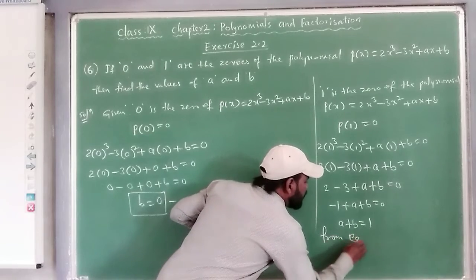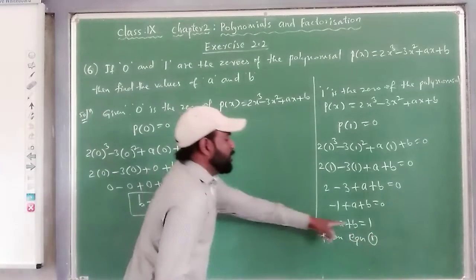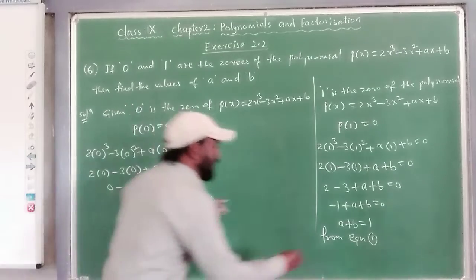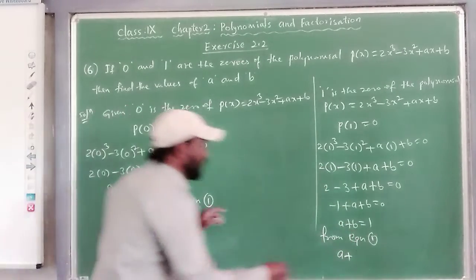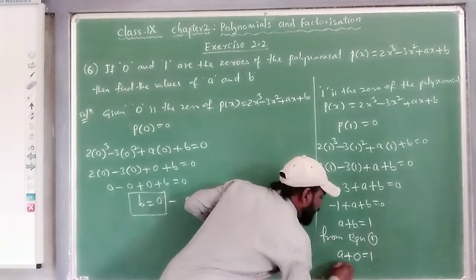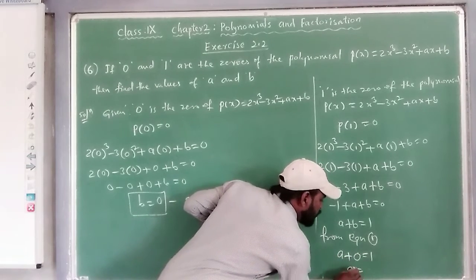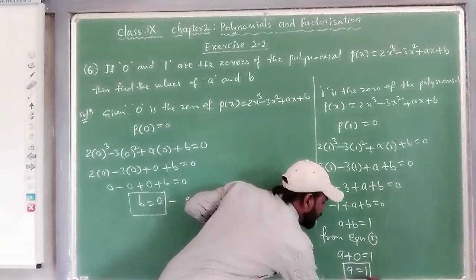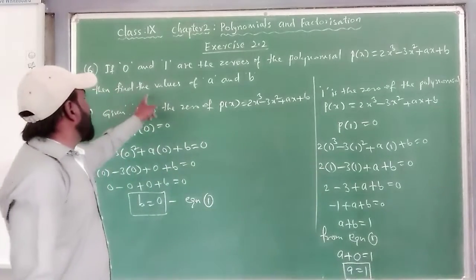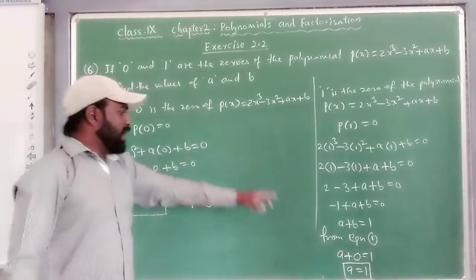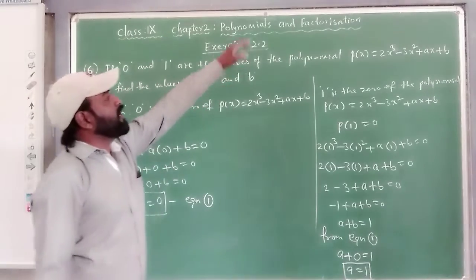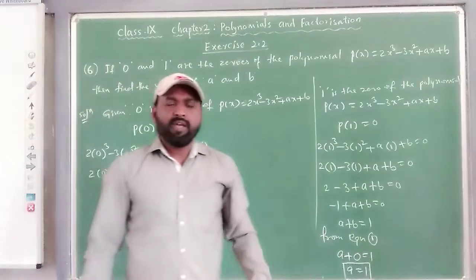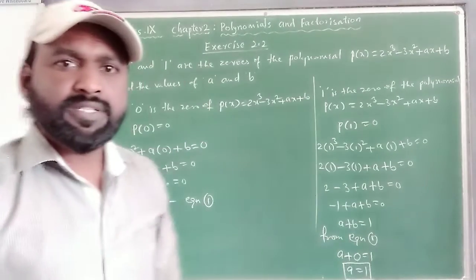From equation 1, what can we write? In place of b, you can substitute its value, which is 0. So a plus 0 is equal to 1, that is, a is equal to 1 only. What we needed to find was the values of a and b. The a value is 1, the b value is 0, if 0 and 1 are both zeros of this given polynomial. Very simple. Hope you understood.